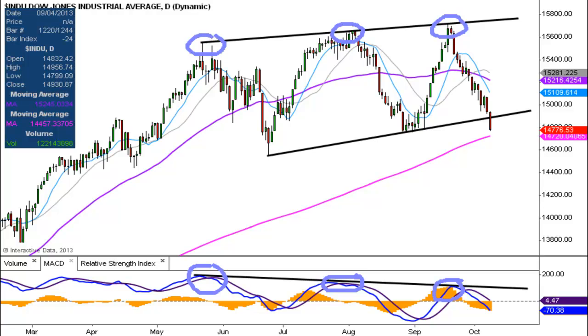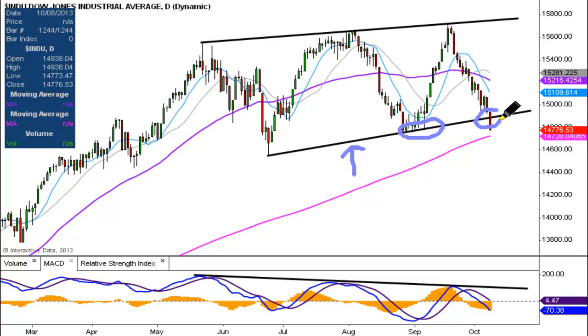So what was I waiting for in today's action? I wanted to see how it would react along the bottom portion of the pattern, this trend line there. The previous times you can see it bounced multiple times. However, today there was no bounce. As you can see, it just crashed right through it.